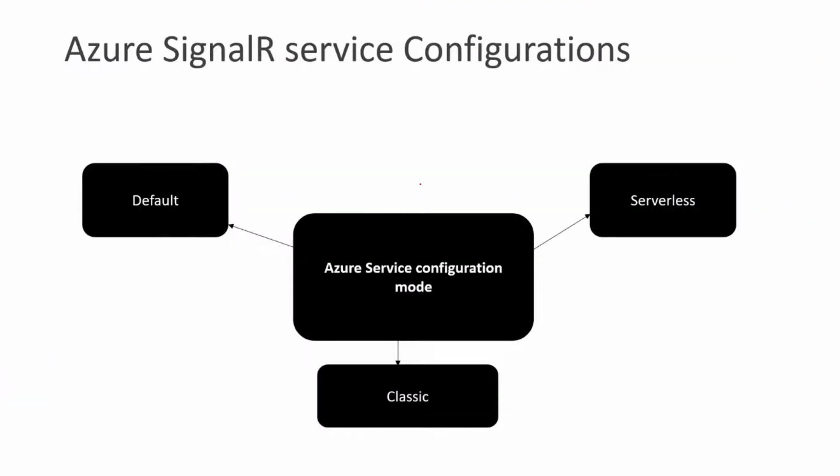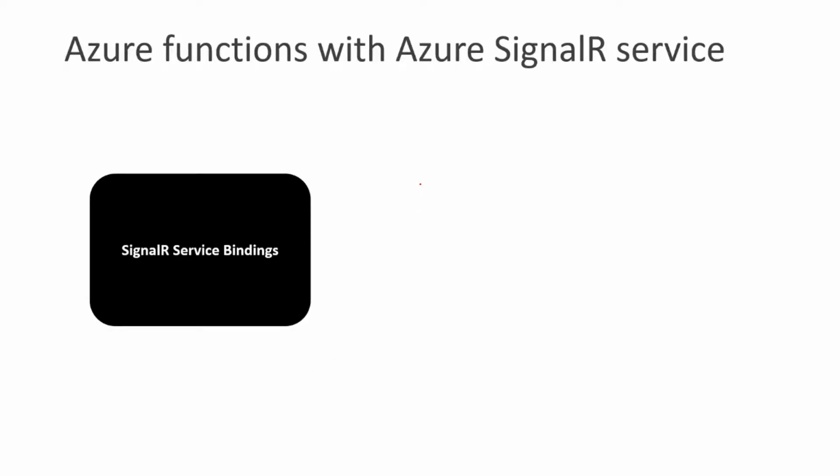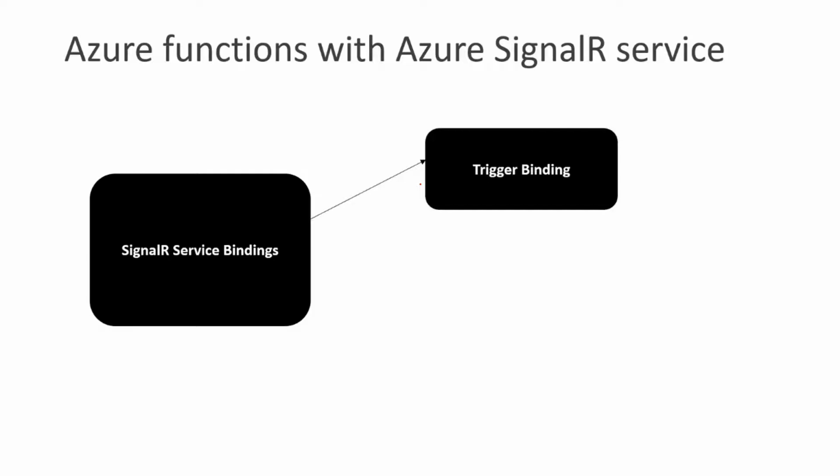Next are the bindings that are used along with the Azure SignalR service. These are the bindings offered by the Azure SignalR service which we can use with Azure Functions. First is the trigger binding. What is a trigger binding? It is used to trigger the Azure function, so that we can send data from our Azure SignalR service to the Azure function.